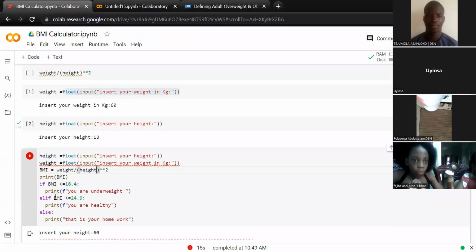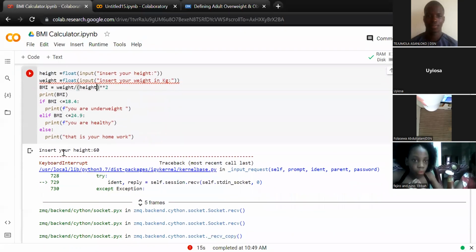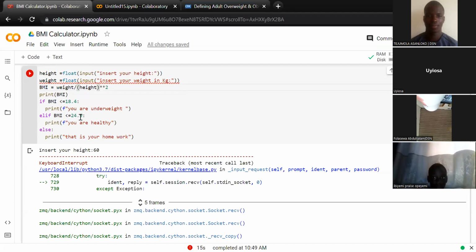Now we are using the if condition to classify. I'm sure we are used to these conditional statements and comparison operators. If your BMI is less than or equal to 18.4, then the person is underweight. But if it is less than or equal to 24, then the person is healthy. And then if yes, you should print this.